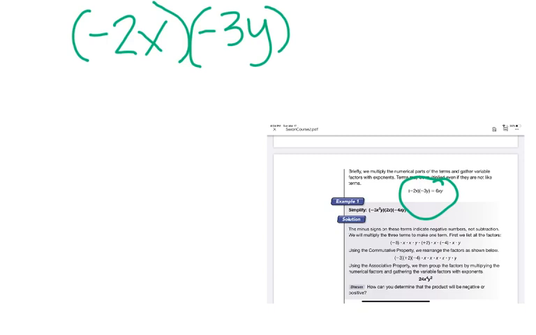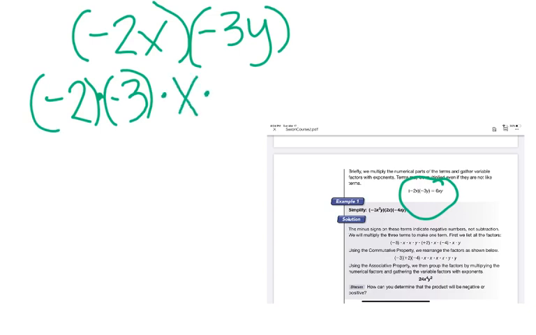Okay, so because of our commutative and associative properties, we just pull out what we want to pull out and reorder them, right? So I'm going to have a negative 2 multiplied by a negative 3 multiplied by an x multiplied by a y. Negative 2 times negative 3. 2 times 3 is 6. A negative times a negative is a positive. So now we have a positive 6.